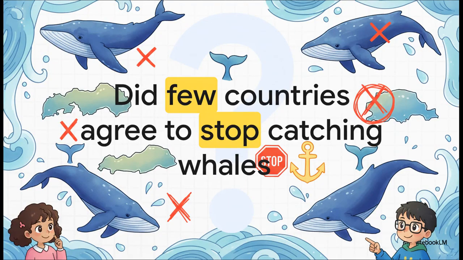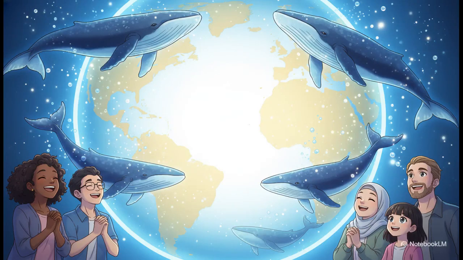All right, let's try another one. True or false? Only a few countries agreed to stop catching whales. In the notes, there's a handwritten X next to this, which tells us it's false, but let's check the text to see exactly why. And yes, it's definitely false. Paragraph 2 plainly states, in 1985, almost every country agreed to stop catching whales. It wasn't just a handful of nations, it was a massive global effort. See? When you read the text closely, answering these comprehension questions is a total breeze.